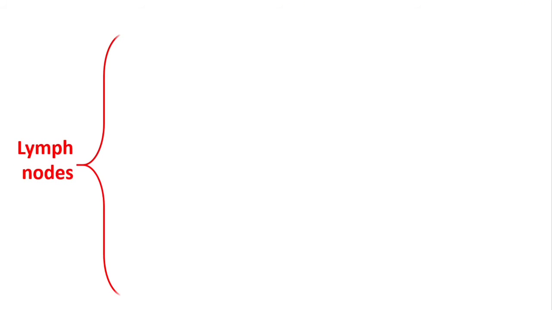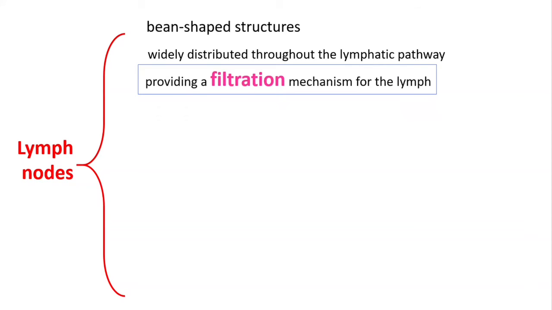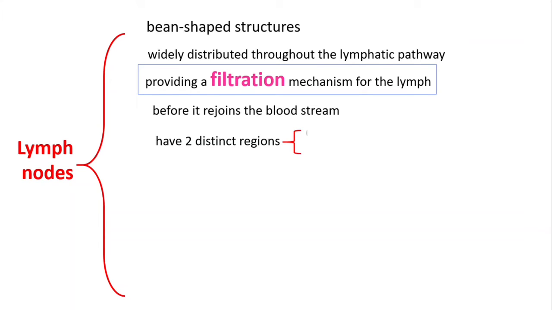Lymph nodes are bean-shaped structures widely distributed throughout the lymphatic system, and they provide filtration for the lymph. The lymph is filtered before it joins the bloodstream. And it has two distinct regions, as we have just seen. It has a cortex and a medulla.